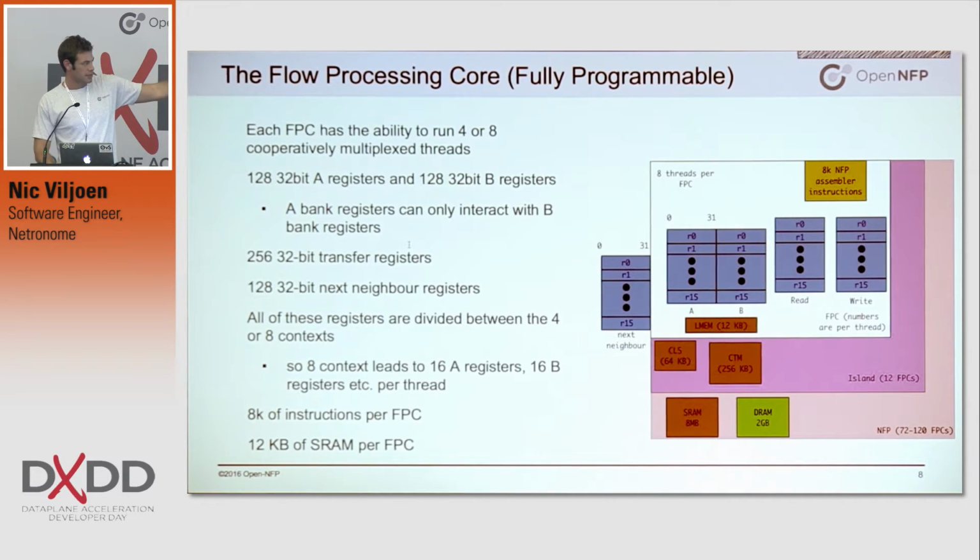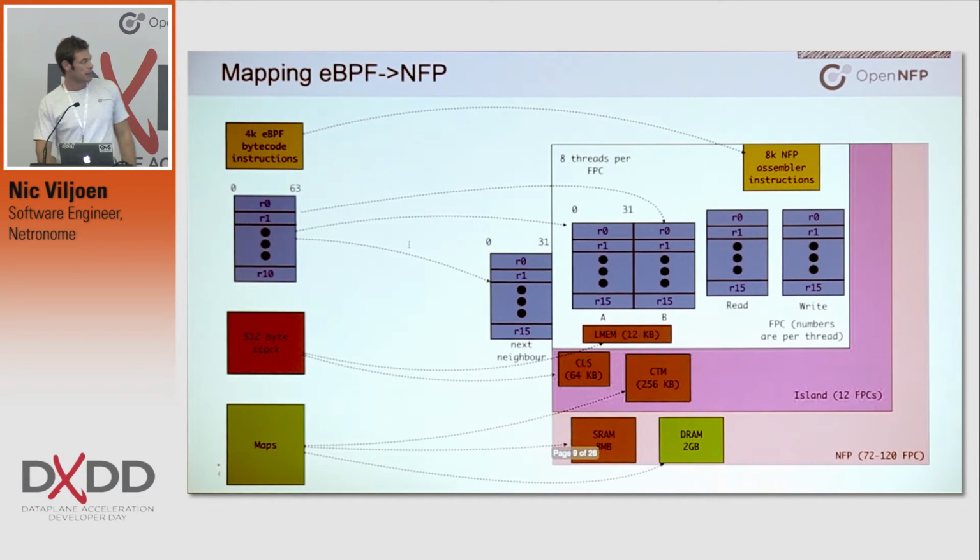So again, this is the chip. This is the flow processing core. You've got 8 threads. So usually you would divide your registers equally. If there's 8 threads, each one has 16 32-bit registers in A bank, B bank, transfer registers, next neighbor registers, and so on and so forth. You can change that around if you need to, but let's keep it simple and say that's the way it is usually. This obviously is actually quite good for mapping the eBPF machine into.